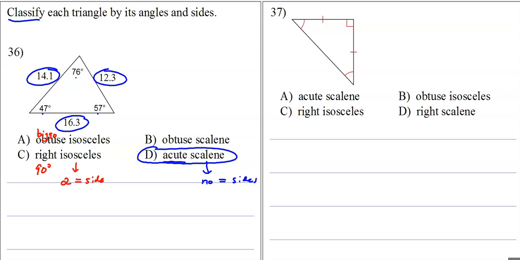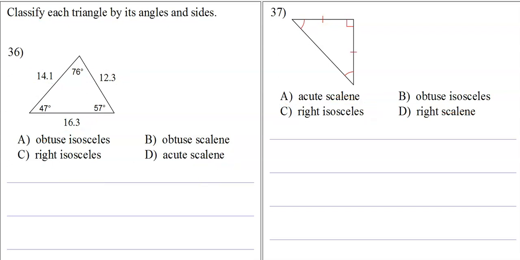All right, 37, just have some markings. So I have 2 sides marked equal. So that's isosceles. So I'm going to wipe out this one. And this one, and now is it obtuse or is it right? Well, this angle right here tells me that it's got to be a right isosceles.